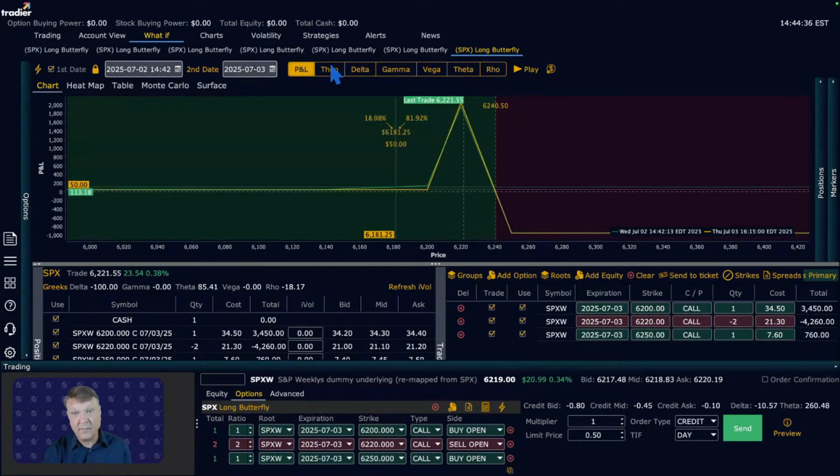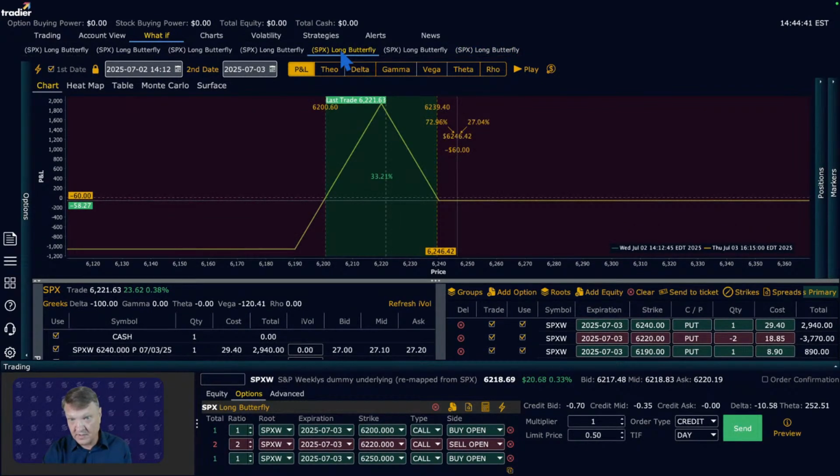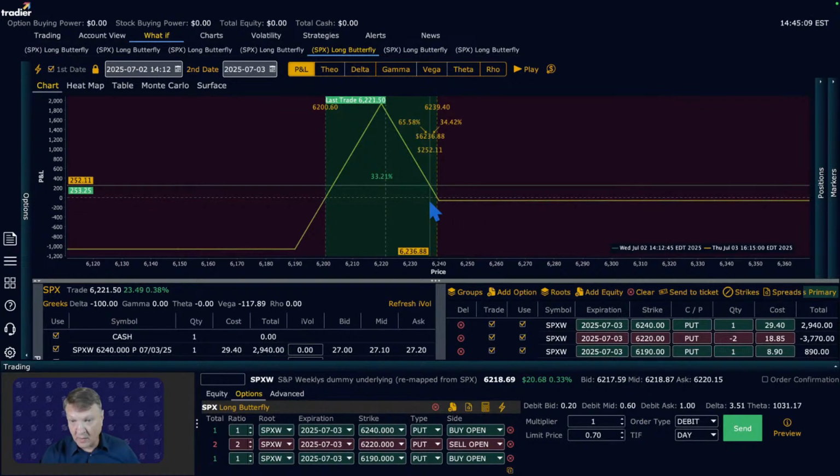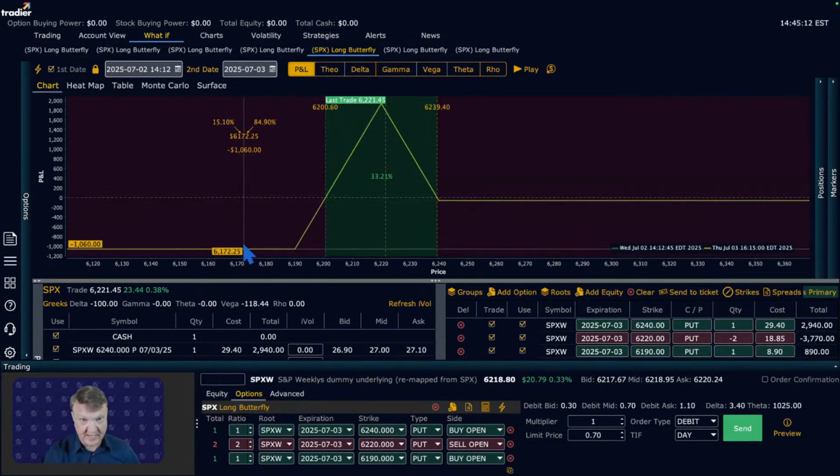Now, if we look at the next butterfly, and this one's only going to be 5 points wide too, let's look at this one. 6220. I can get this one done now for a net credit of 50 cents. Okay, so, oh, no. Send to ticket. Here we go. 6240, 6190. So this is showing a 75-cent net debit. And so our risk now is on the put side of things.